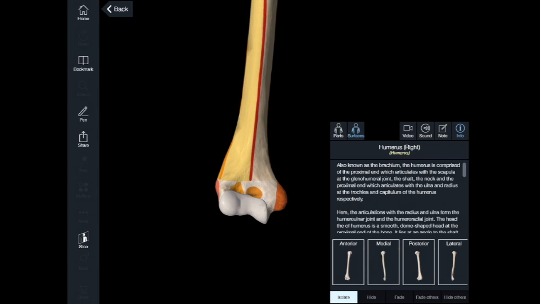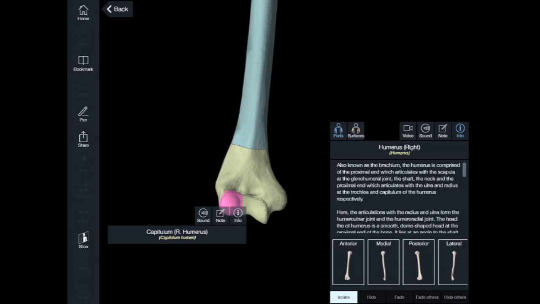Also, at the lower end, we've got the rounded capitulum. This is the capitulum. It has got a rounded shape. It articulates with the head of the radius, partially to form the elbow joint.